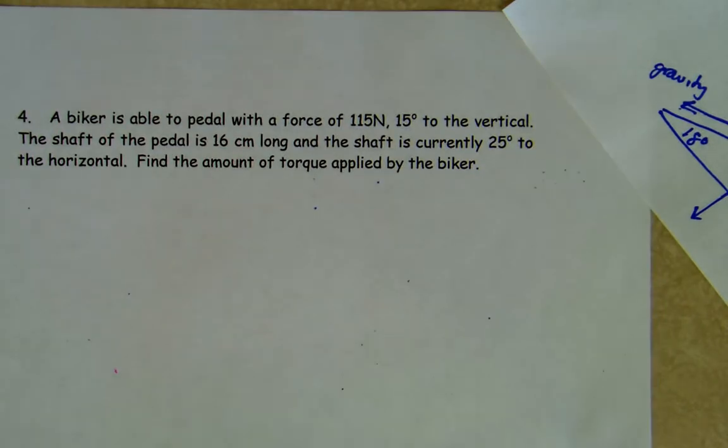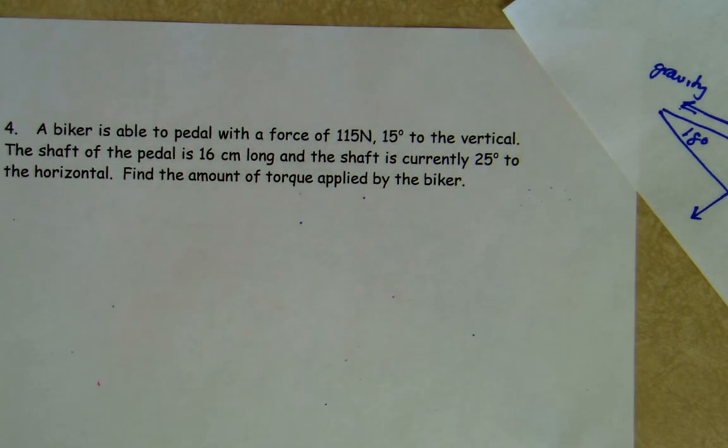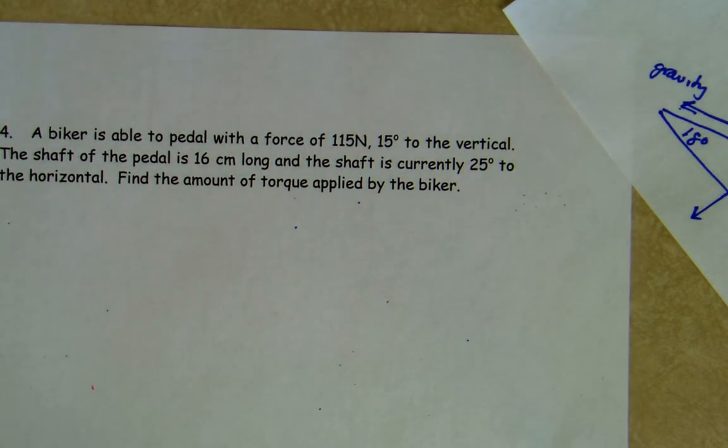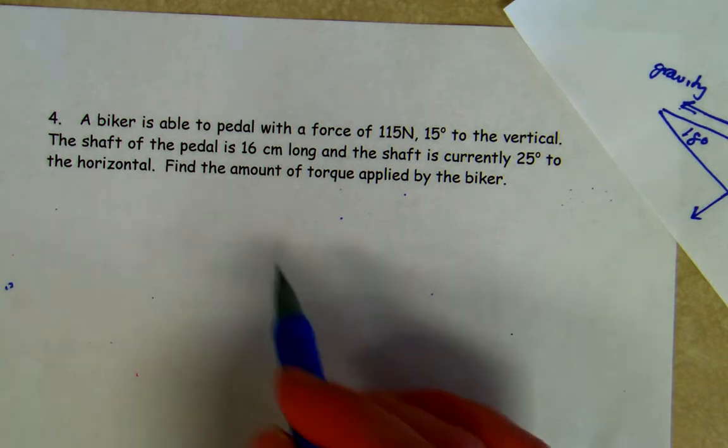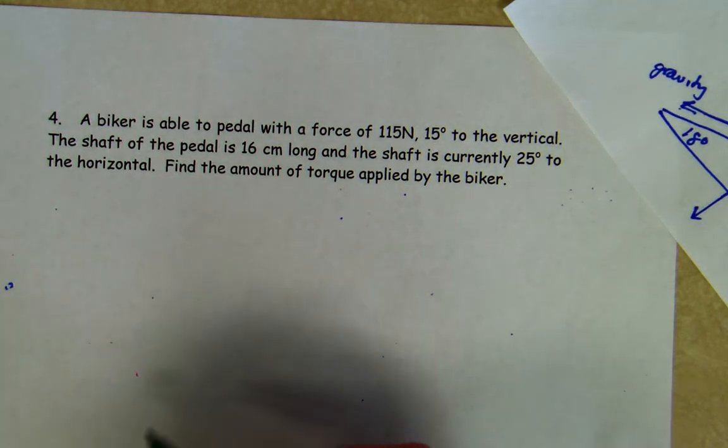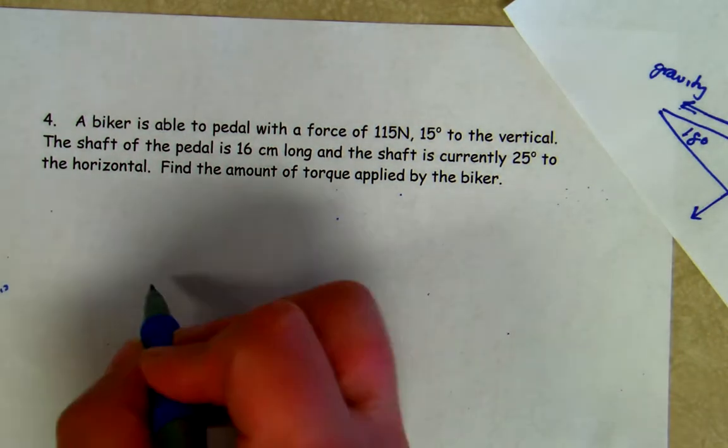And the last question, a biker is able to pedal with a force of 115 newtons, 15 degrees to the vertical. The shaft of the pedal is 16 centimeters long, and the shaft is currently 25 degrees to the horizontal. Find the amount of torque applied by the biker, because the biker is pushing down and that's creating a spinning or a torque. So I'm going to try and get a sense of this.